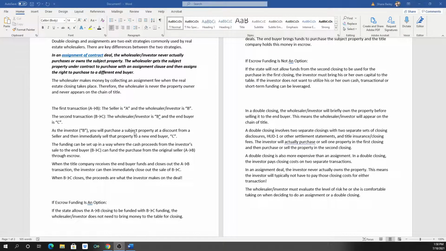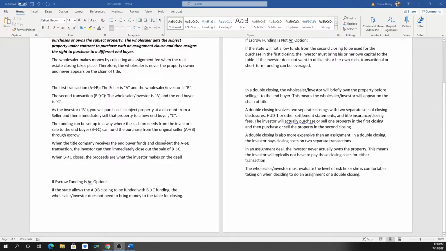Investor B, you will purchase, as an investor, which is sometimes me, you guys can wholesale to people like me, you will purchase a subject property at a discount from a seller and then immediately sell that property to a new end buyer. Okay, this is actually going to start discussing a double closing. Let's pause for one second here and take a look at the real estate approved contract.